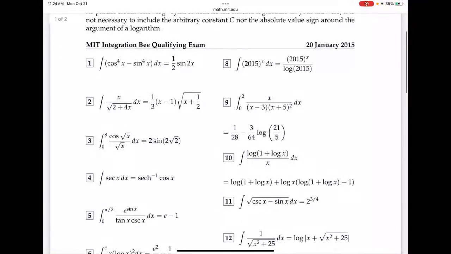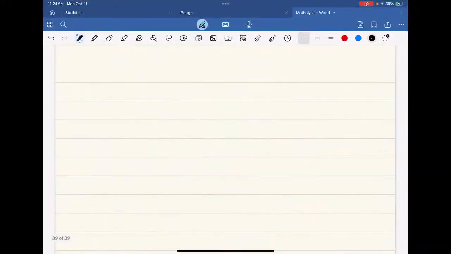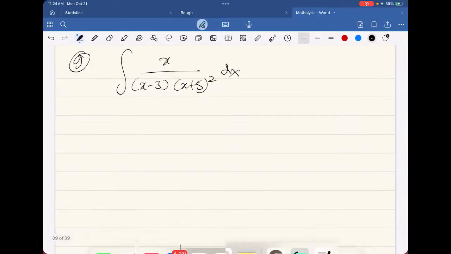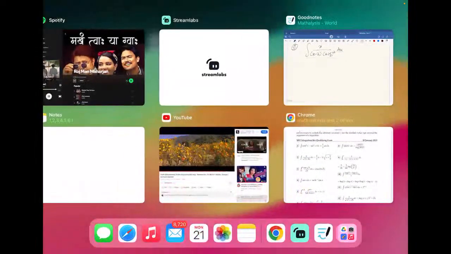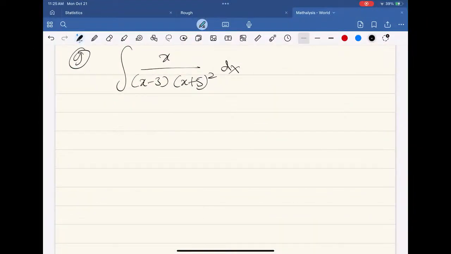9 number. Integral from 0 to 2 of x divided by (x minus 3)(x plus 5) squared dx. Is this the problem? Integral of 0 to 2 x by (x minus 3)(x plus 5) squared dx, right? From 0 to 2. Okay, let's do this one from 0 to 2. So now let's see how we can solve this one.